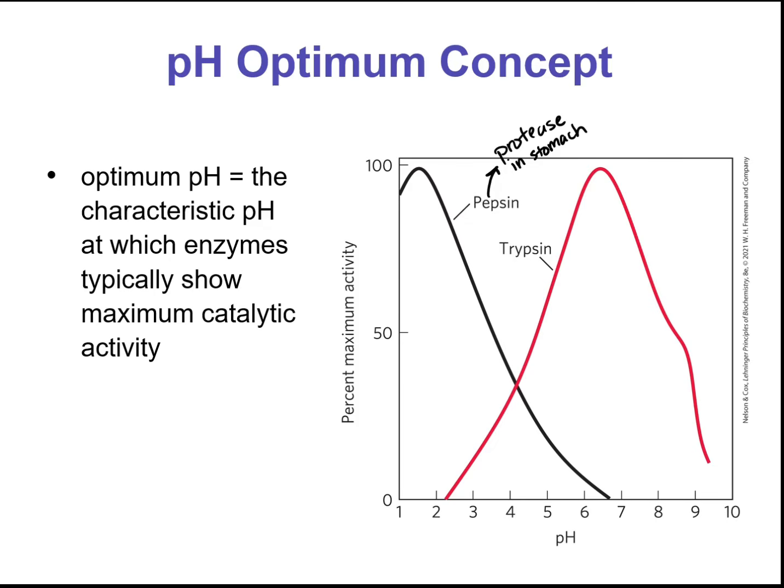And what do we know about the stomach? It's a very acidic environment. So optimally, its pH is very low, somewhere between 1 and 2. That's where it has the maximum catalytic activity. However, you look at another protease, like trypsin. That's a protease that's in your small intestine. Its optimal pH is about 7-ish.